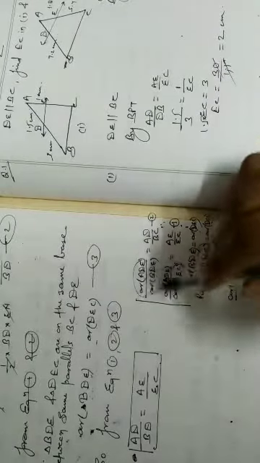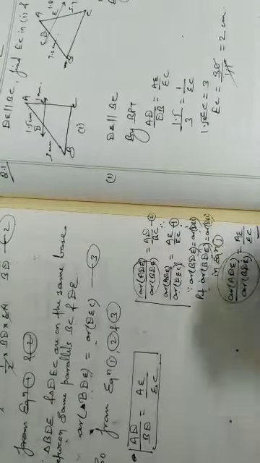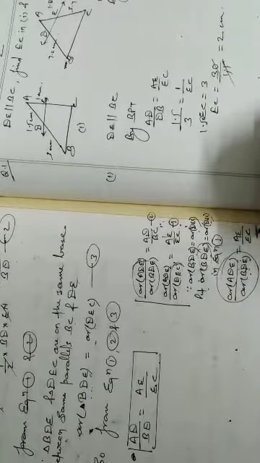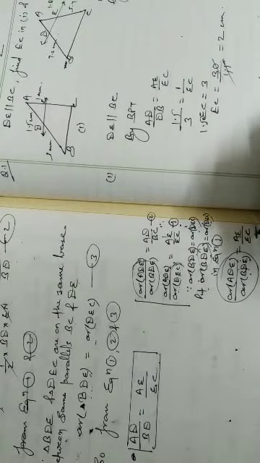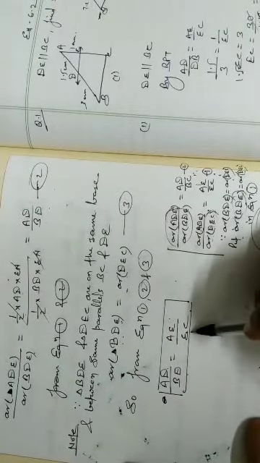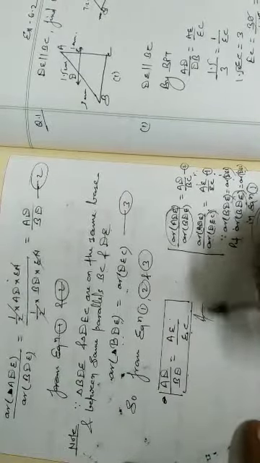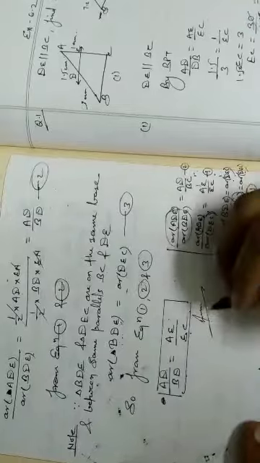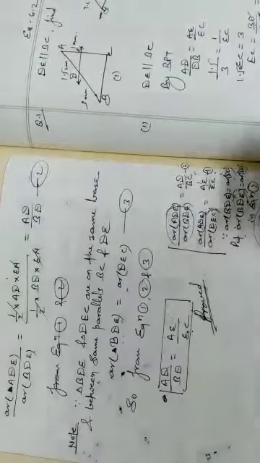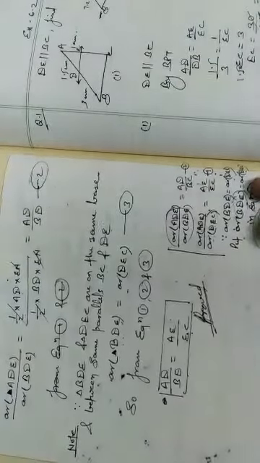Now you check equation 2 and this. These two are equal, so these will also be equal. So I have written it directly here. AD upon BD equals AE upon EC. This is our answer. Means proved. The ratio of two sides of the triangle are equal.